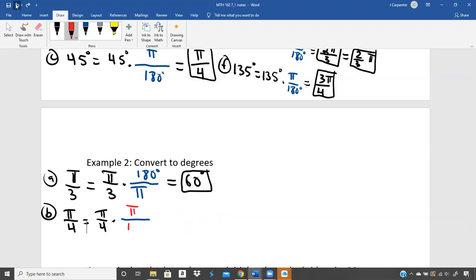So even when you do things wrong, if you're being meticulous and careful, you might feel it's monotonous, but you can show why your answer doesn't make sense. So it's really supposed to be 180 degrees over pi. 4 will go in 180 45 times. The pi's will cancel each other out, top and bottom. We have our degrees now, so that's 45 degrees.